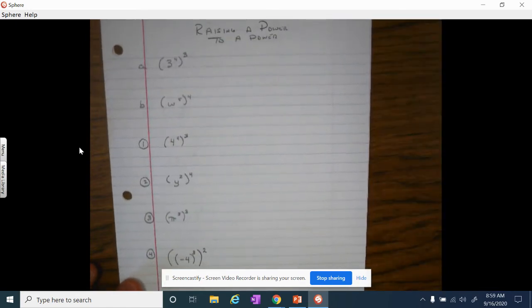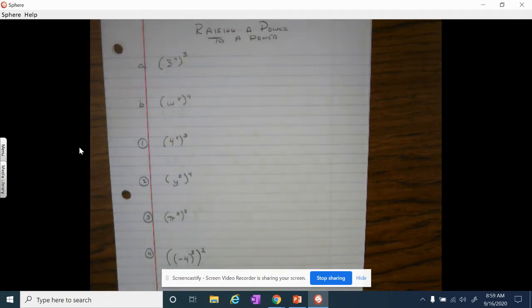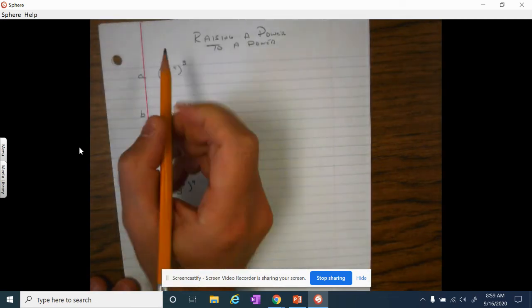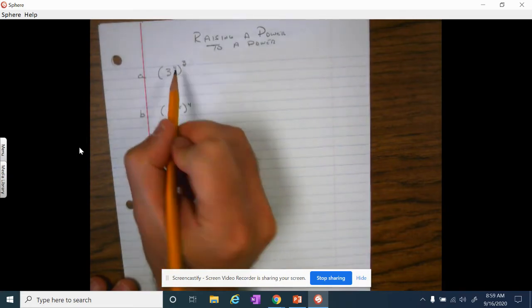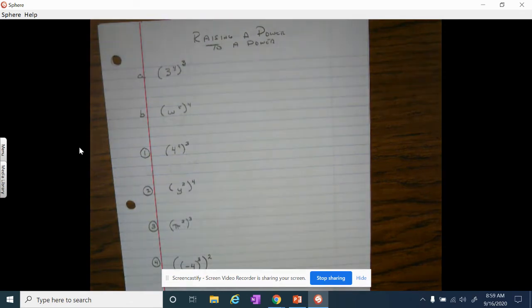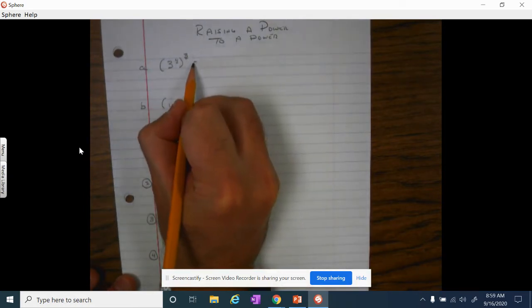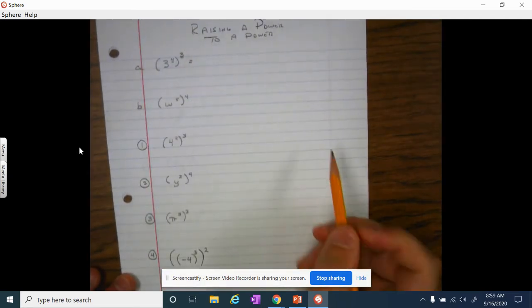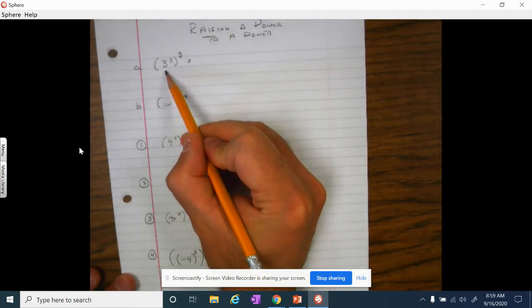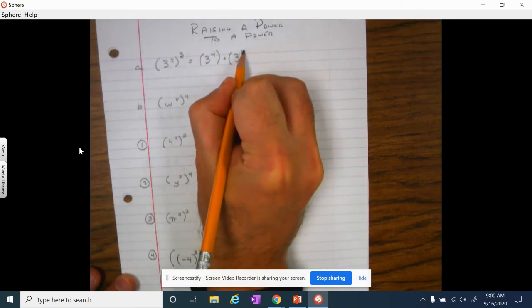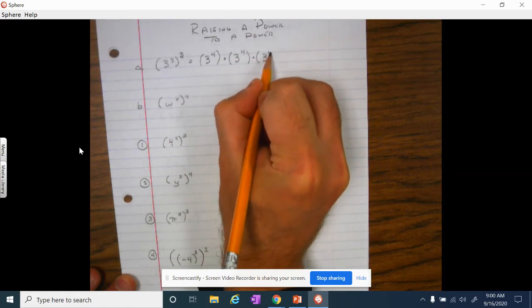Okay? The second piece is a little different. Now we're looking at raising a power to a power. Notice on this, it's a little different because I only have one base and I'm raising a power to a power. So notice I have two exponents and one base. So there is a shortcut to this, and we're going to use the shortcut once we get comfortable enough with what we are actually looking at. So if this says 3 to the 4th to the 3rd power, that means I have 3 of those.